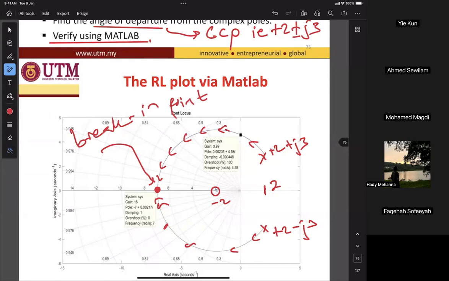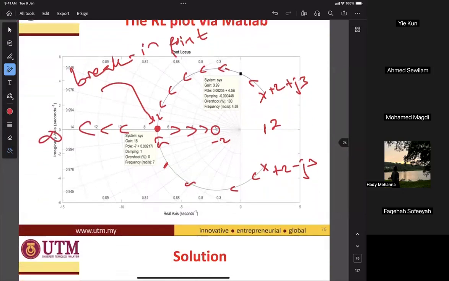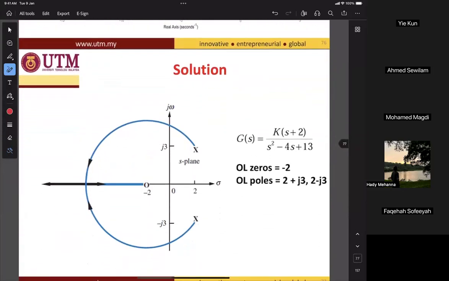Then one ends at the zero at -2, and the other one ends at infinity. So now we are going to calculate the intersection over here.